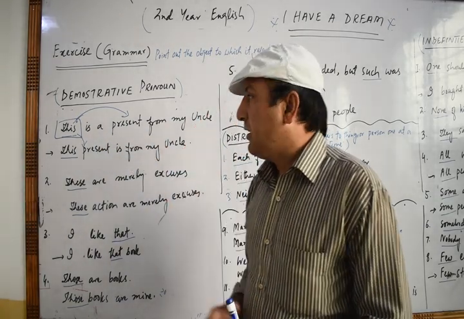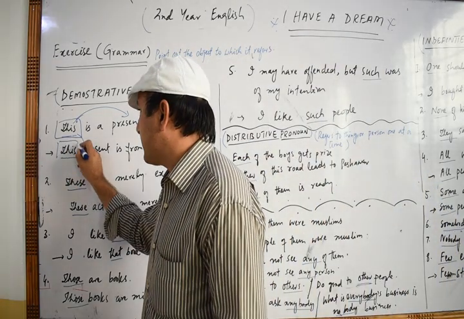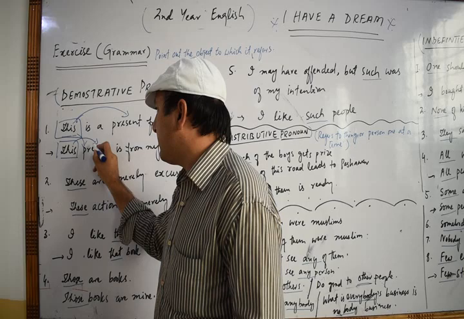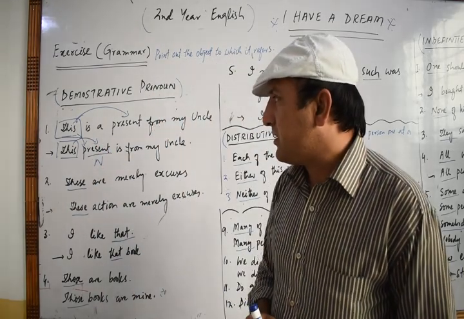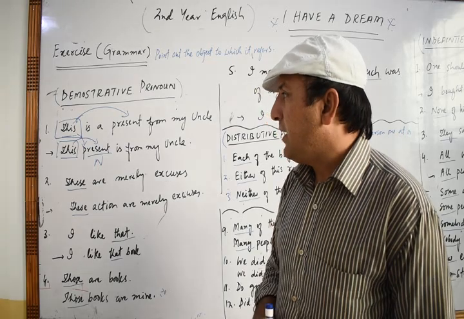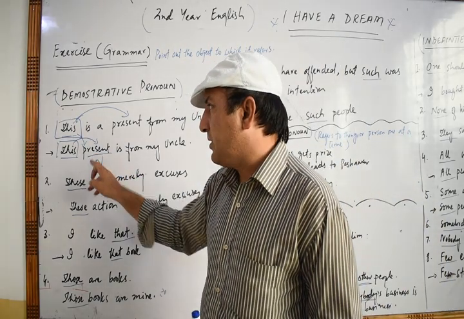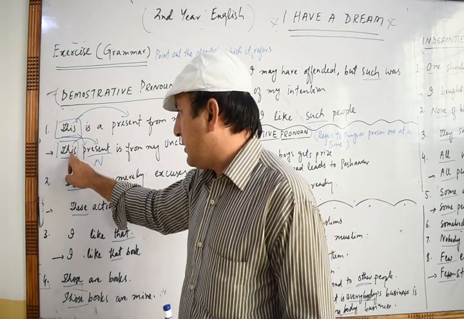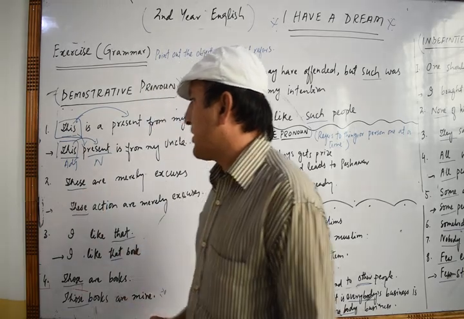Now you see we have the next, this present. Once again we have this present. Now you see it is accompanied by the word noun. The present in itself is a noun, and this modifies this word present. So here this is working as an adjective. Remember, this is working as an adjective.